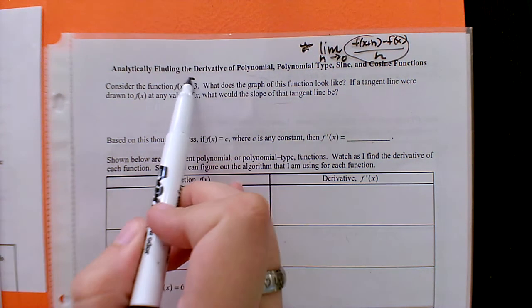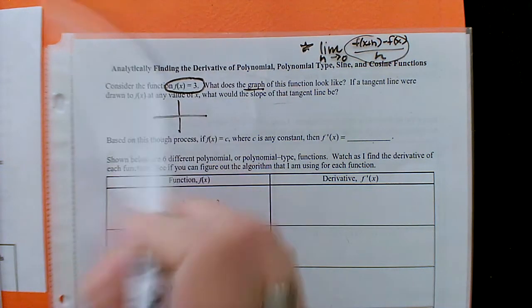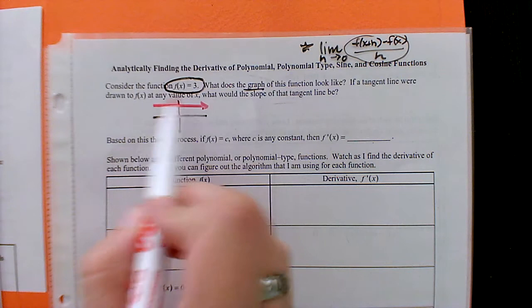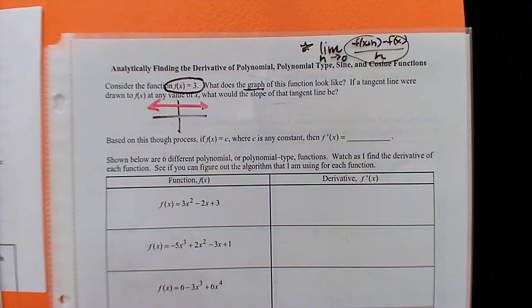So let's first take a look at something simple here. F of x equals 3. That's a constant function. Your function is just a number. What would that graph look like? The graph of a constant? Yeah. Just a horizontal line. Horizontal line, and specifically this one would be at 3. So somewhere above the x-axis. Okay. If I were to draw a tangent line at any x value, what would that slope be?